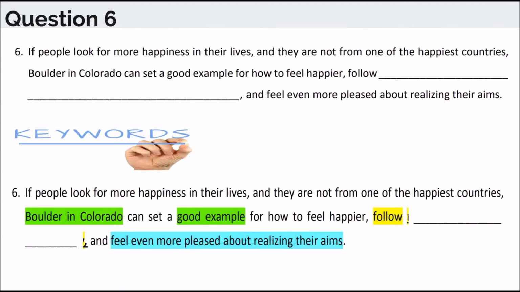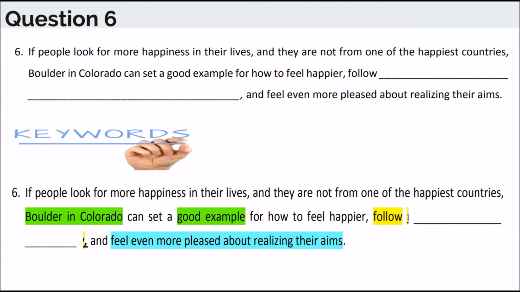This is question 6, and in question 6, you see the word Boulder in Colorado, right? So this is a place name, and I need to look for this place name in the text. So this is key information for me. After this, we can see that there comes a blank here, and after the blank, there comes another phrase which says, feel even more pleased about realizing their aims. You need to remember that follow and feel even more pleased about realizing their aims will be rephrased.